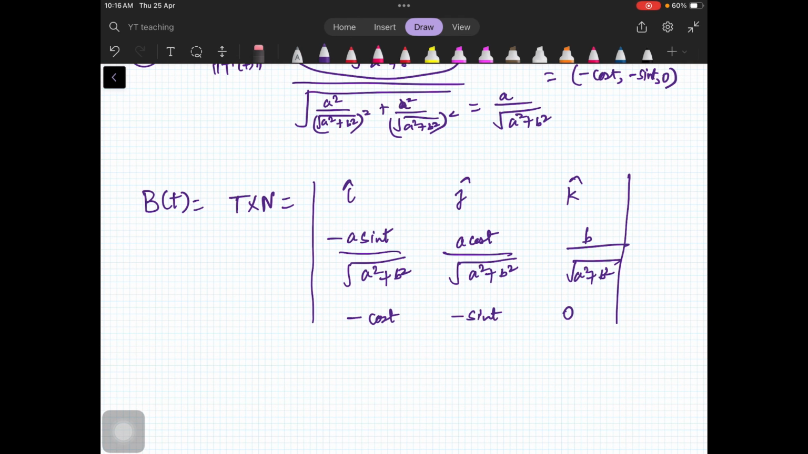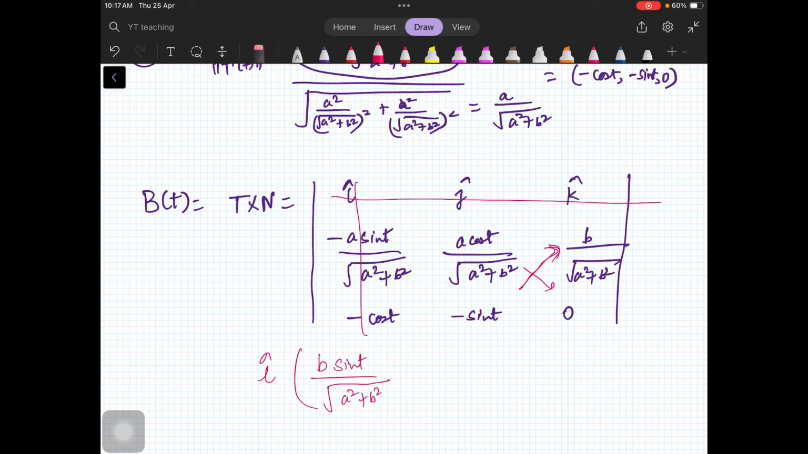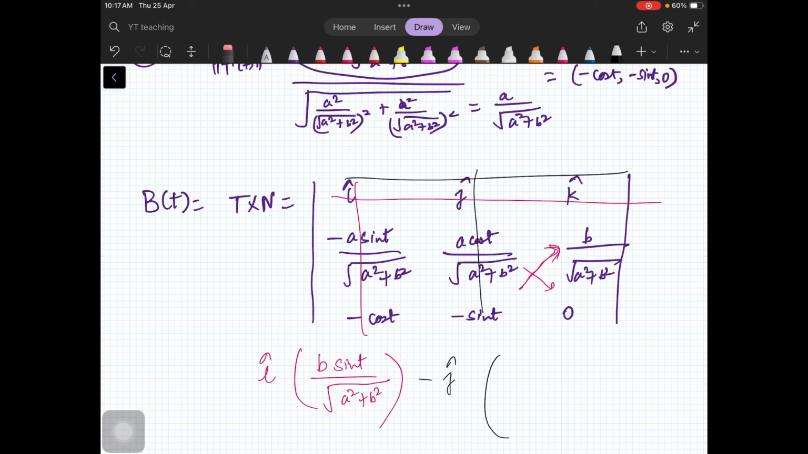Now we can do it. For the i component, I'll have this and this cancel, so I have this and this. That will give me minus b, and when I go like this there will be one more negative sign, so b sin t upon the square root of a² + b², b sin t i cap. And then for the next, j cap, I have to put a negative sign here, minus j cap. This and this will cancel, so I have to do this and this. That would be b cos t upon the square root of a² + b².